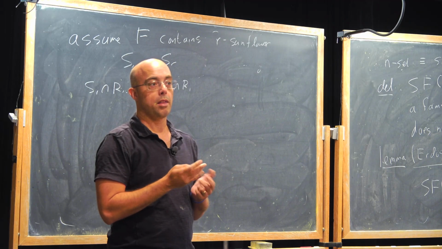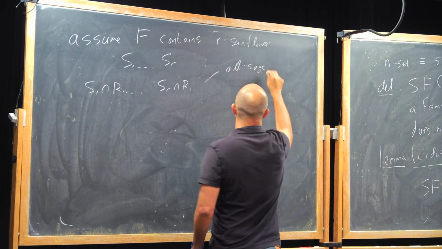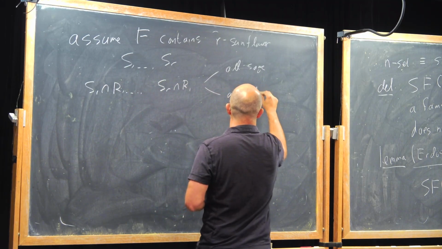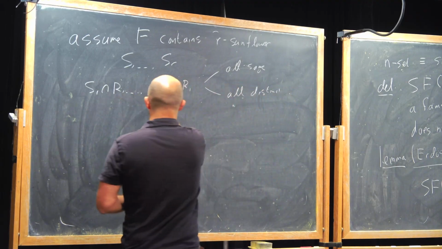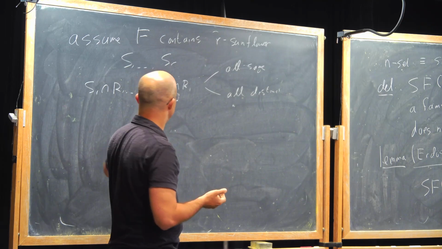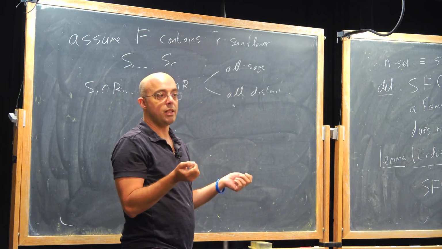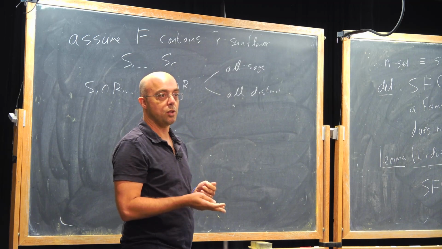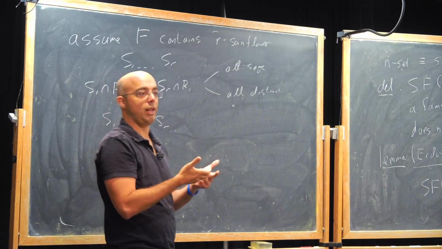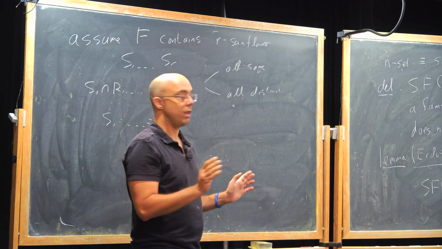So there could be two cases: either they are all the same, or they could be all distinct. These are just sets of size 1, so the only way they can form a sunflower is if they're all the same or all distinct. If they're all distinct, that's impossible because we have r sets here, and we chose each row to have size r minus 1. So they cannot all be distinct, so they must all be the same. But then this holds for all the rows. So in fact, S1 has to equal Sr. So this is just r identical sets, so we don't have a sunflower. A sunflower needs to have r distinct sets. So this finishes the proof.